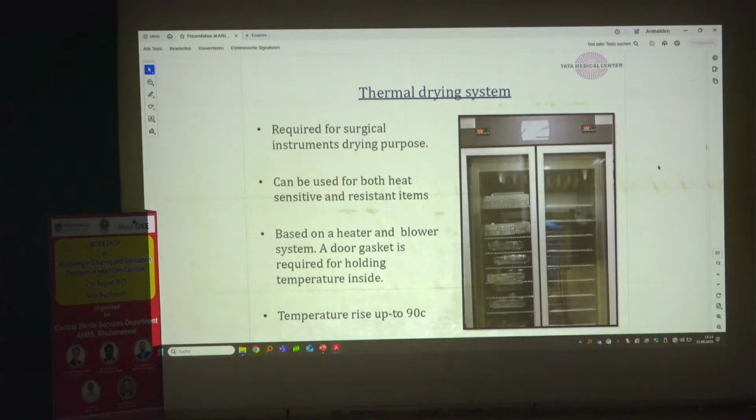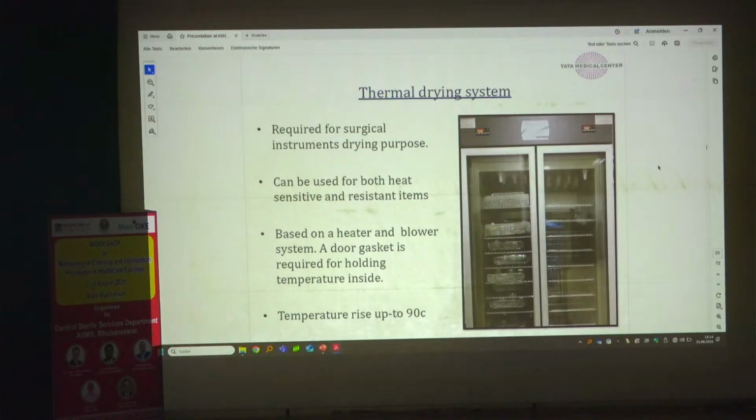The thermal drying cabinet is required for surgical instrument drying because wet instruments cannot be sterilized or packed. After completion of the washer disinfector, all the instruments are wet. You have to dry them completely and then lubricate and pack.